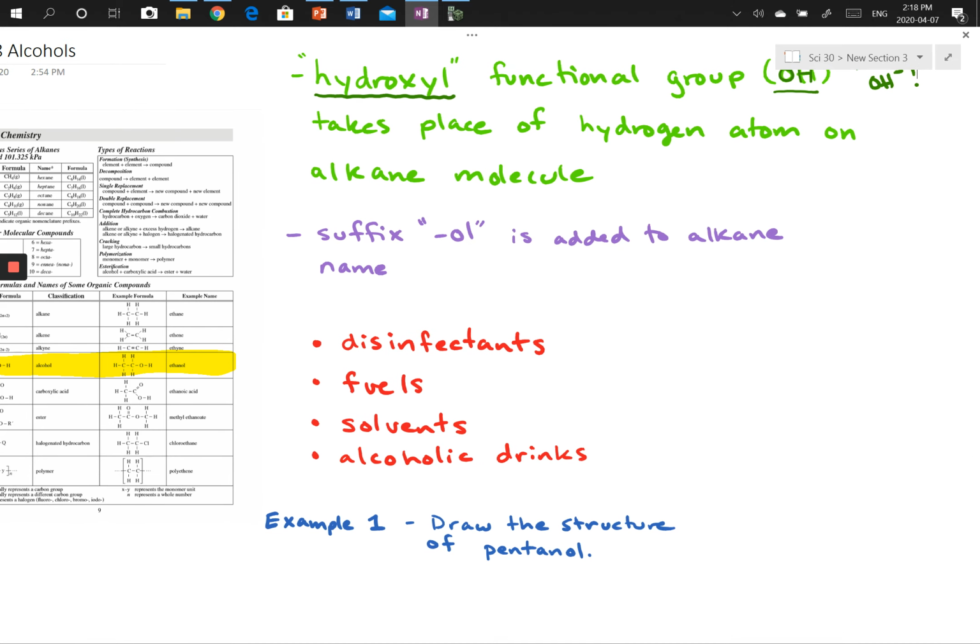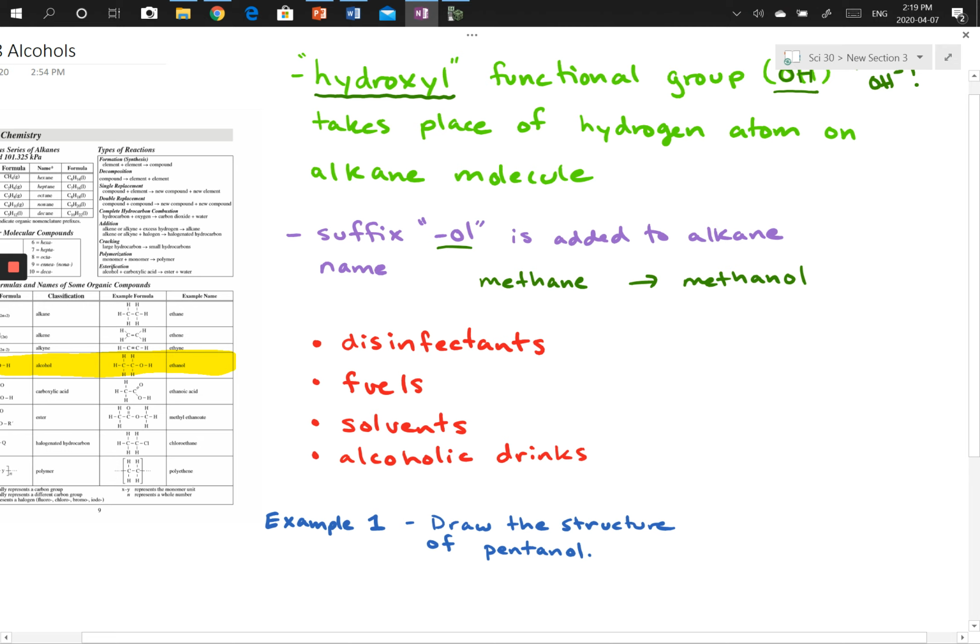What we're going to do when we replace a hydrogen with this hydroxyl group, we're going to change the ending of that alkane name. We're going to change it from the "ane" and add "ol" on the end. So something like methane would become meth, and instead of the e, we're going to put methanol, like that.